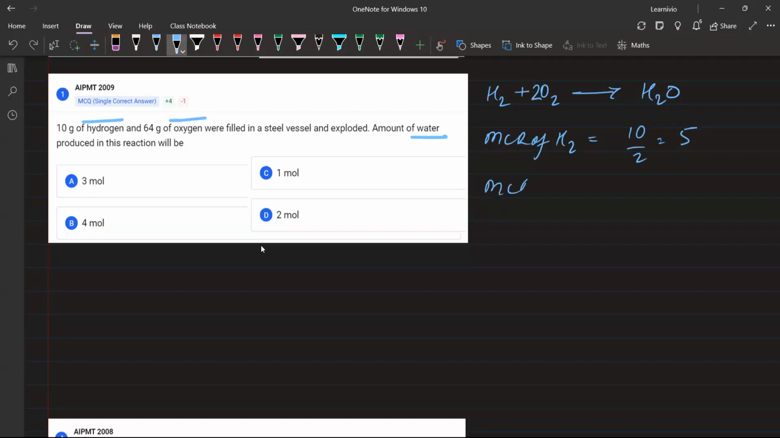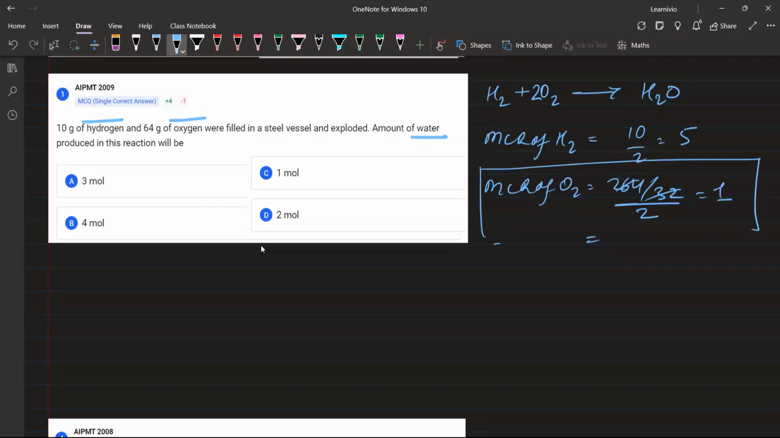Then we have the MCR of O2. The number of moles of oxygen will be 64 divided by the molar mass of oxygen, which is 32. So the whole thing will be divided by 2. So you see that 2 2s are 1. So MCR of O2 is lower. That is why we will say that oxygen is the limiting reagent.